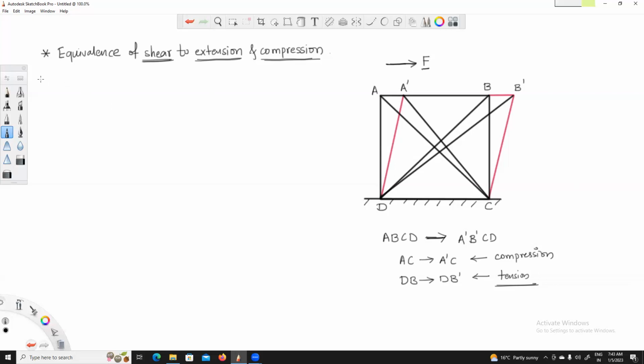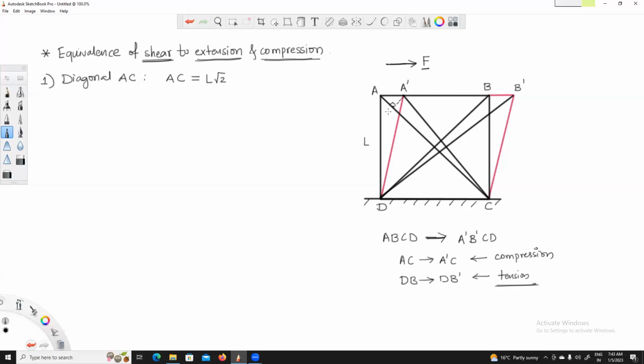Okay, so let me consider the first diagonal AC. Initially, as I assume the length of this cube to be L, the diagonal length will be L times root 2. Now I have to find its changed length A dash C after application of force. Let me draw a perpendicular from this point A dash, because the point C is anyway common, right? So let me draw a perpendicular from A dash to the initial diagonal.